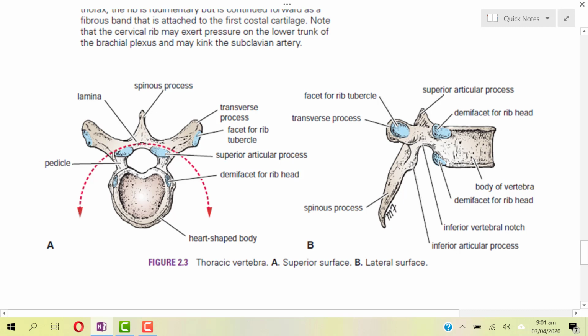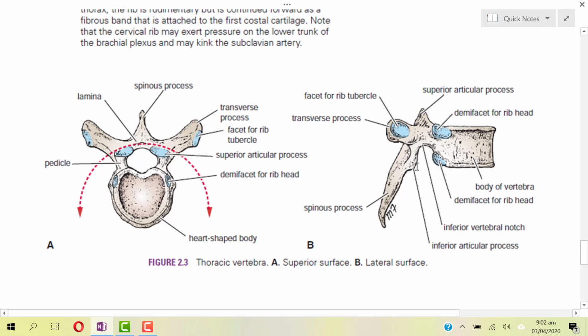Now there are another two processes. Can you see this process? These are the superior articular processes, and there will be poorly marked inferior articular processes here. There will be a very shallow superior vertebral notch, and there is a deep inferior vertebral notch. See here, the inferior vertebral notch is very, very deep.